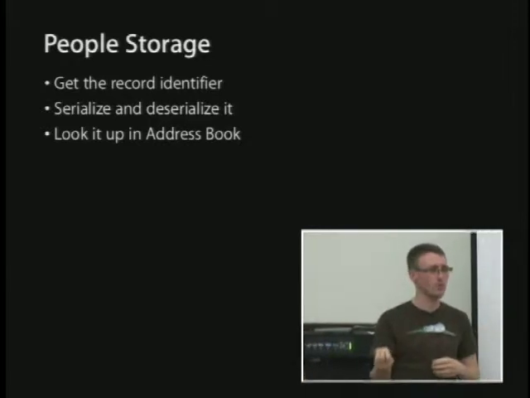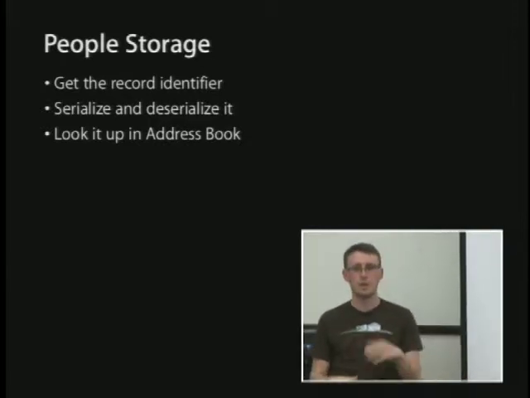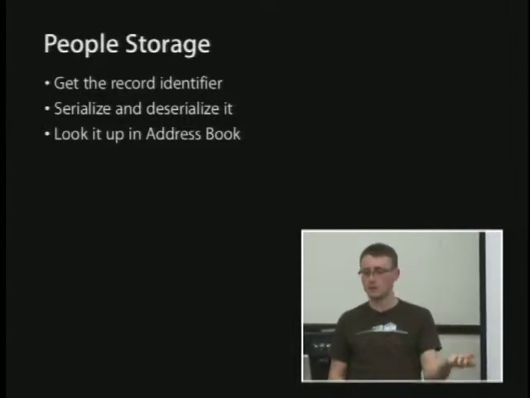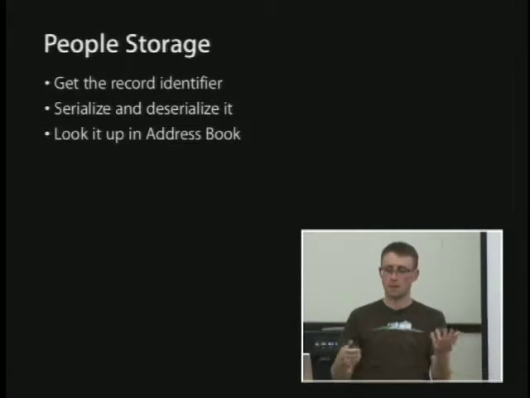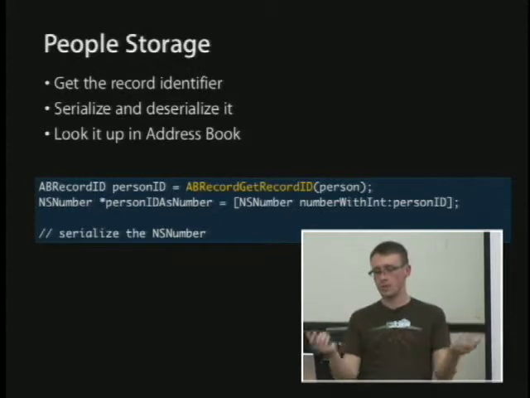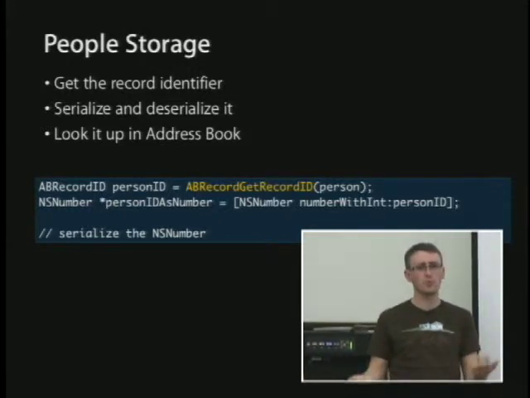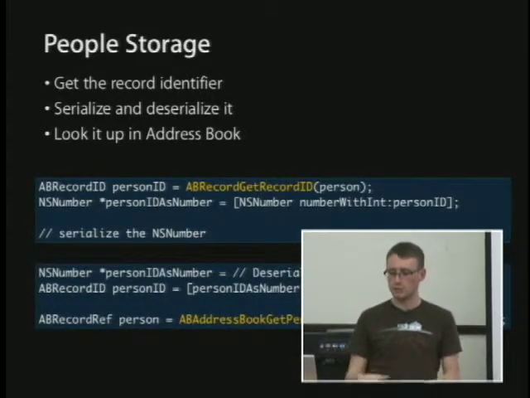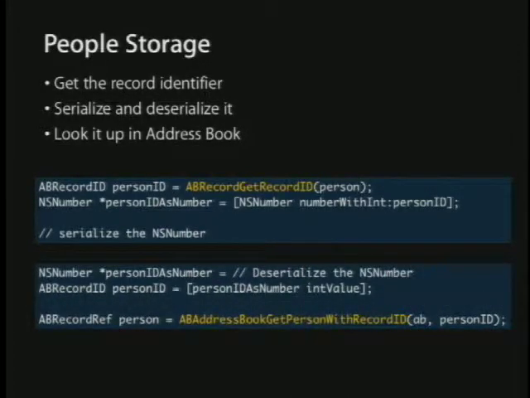The only thing you can really hold on to for storing people is the record identifier. I mentioned it briefly in one of the demos. You can get that record identifier, serialize, deserialize, and then look it up in address book. What this looks like, you get the record ID from the person, put it in an NSNumber, serialize that NSNumber by putting it in your prefs or something. Then you deserialize it, you get the number from the prefs, potentially. You get the person ID as an integer. And then you use this function, ABAddressBookGetPersonWithRecordID, to retrieve the record.